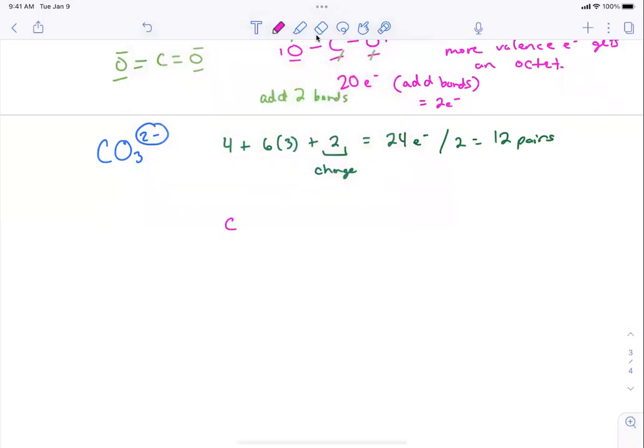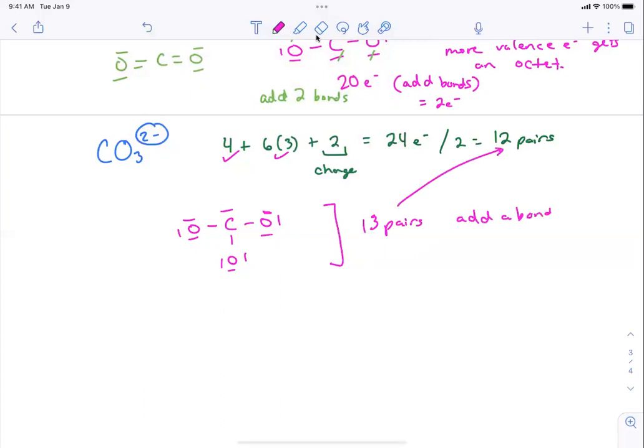Now my test structure. Because carbon and oxygen each have 4 or more, I need to draw it so that every one has an octet. But the problem is this is, oops, sorry, 13 pairs. So it can't be this structure because we have too many electrons in this. So we need to add a bond because we're supposed to get to 12. So 2 of these lone pairs are actually a bond that we don't see here yet.